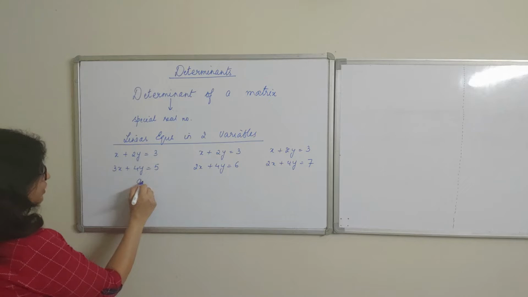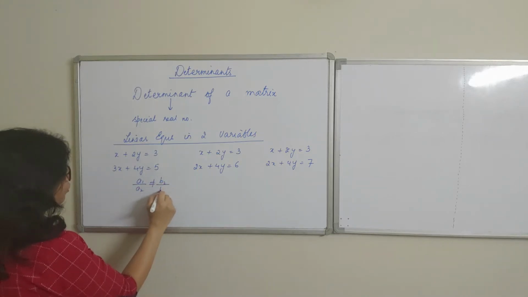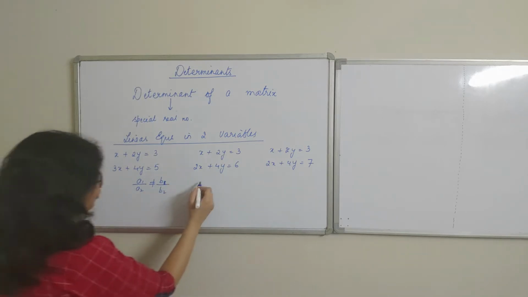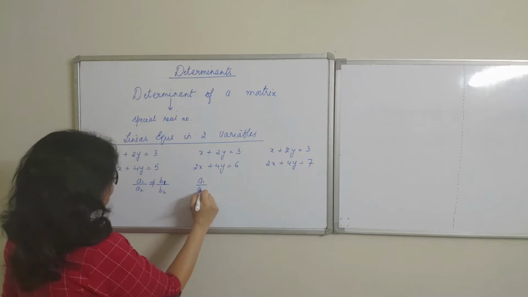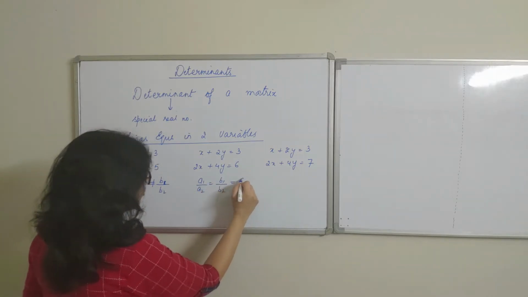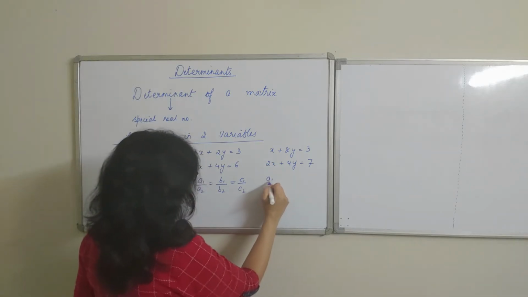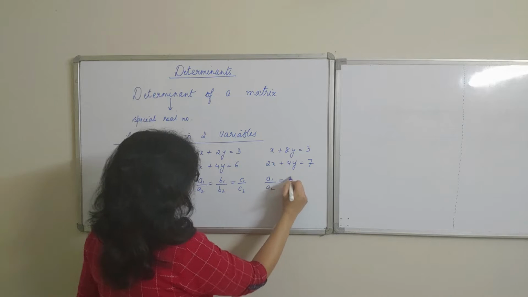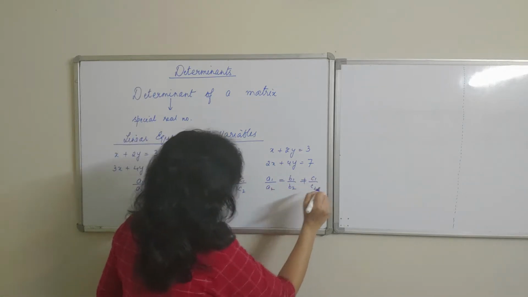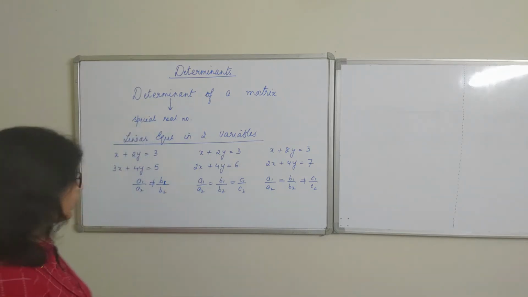The algebraic method says that if a1 upon a2 is not equal to b1 upon b2, then the equations have a unique solution. If the two ratios are equal and also equal to c1 upon c2, the equations may have many solutions. And for a pair of equations to have no solution, this is the condition. So let us use these conditions and find out what kind of solutions our equations have.